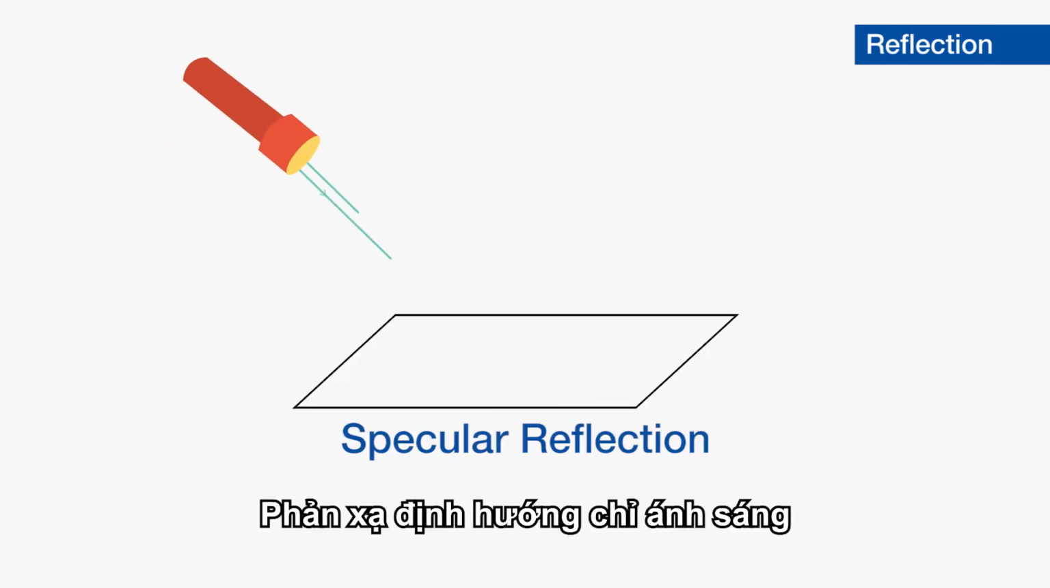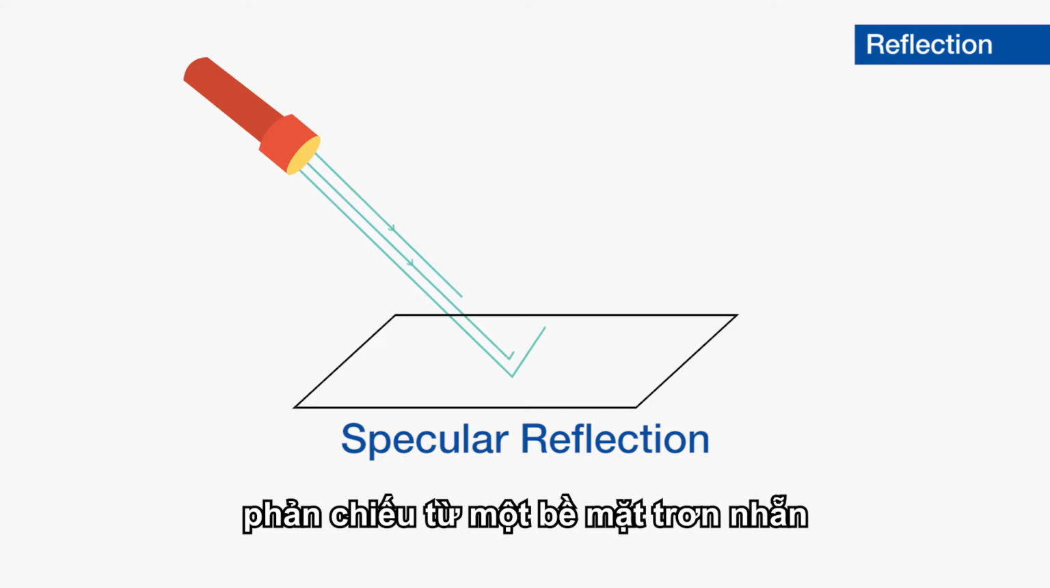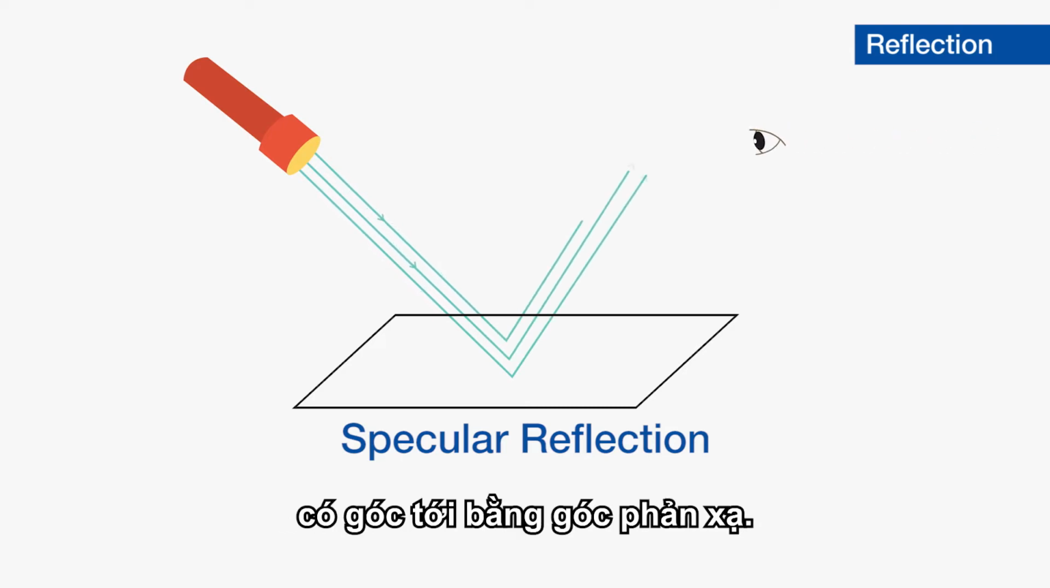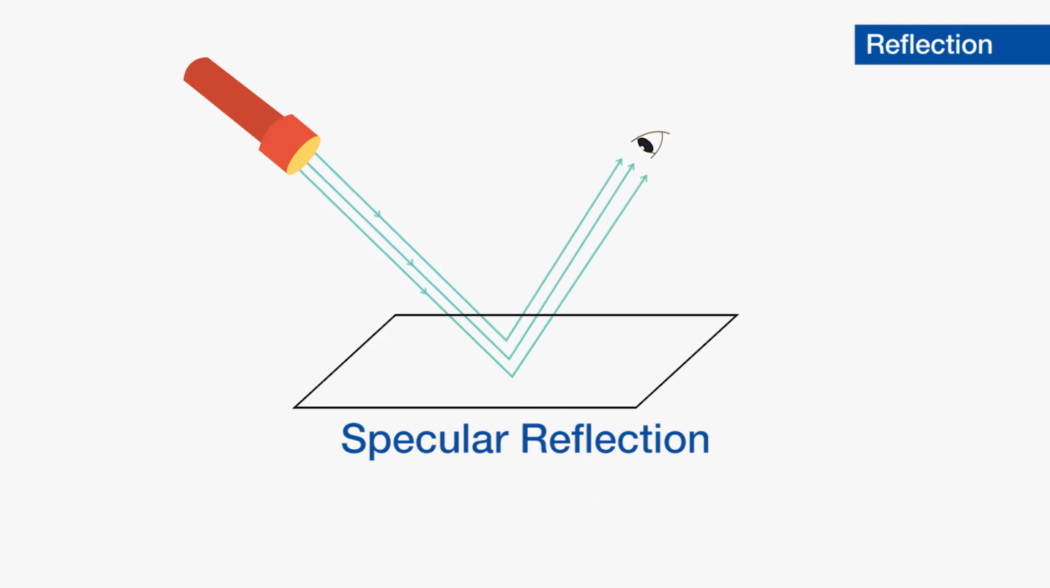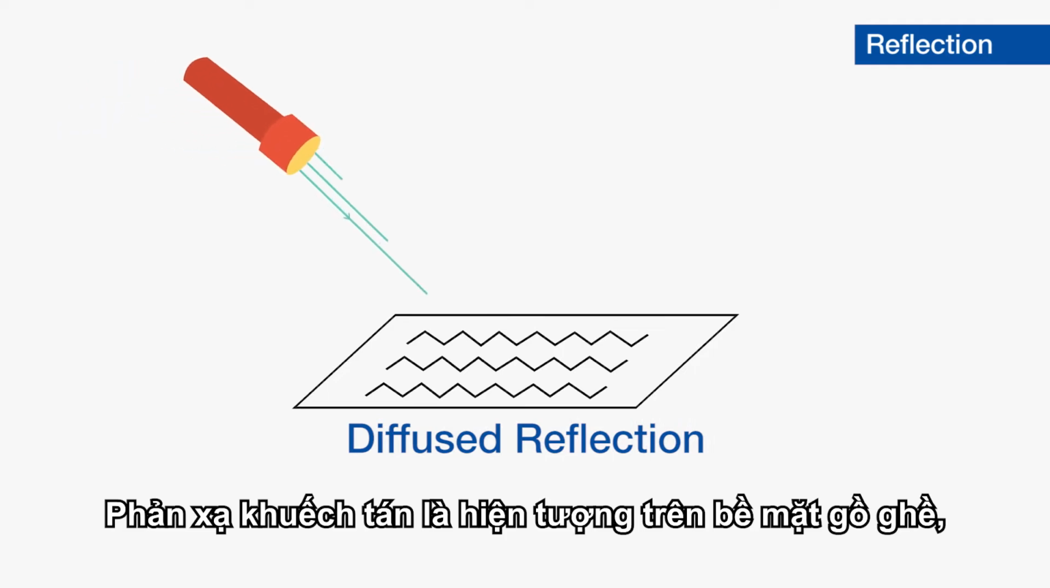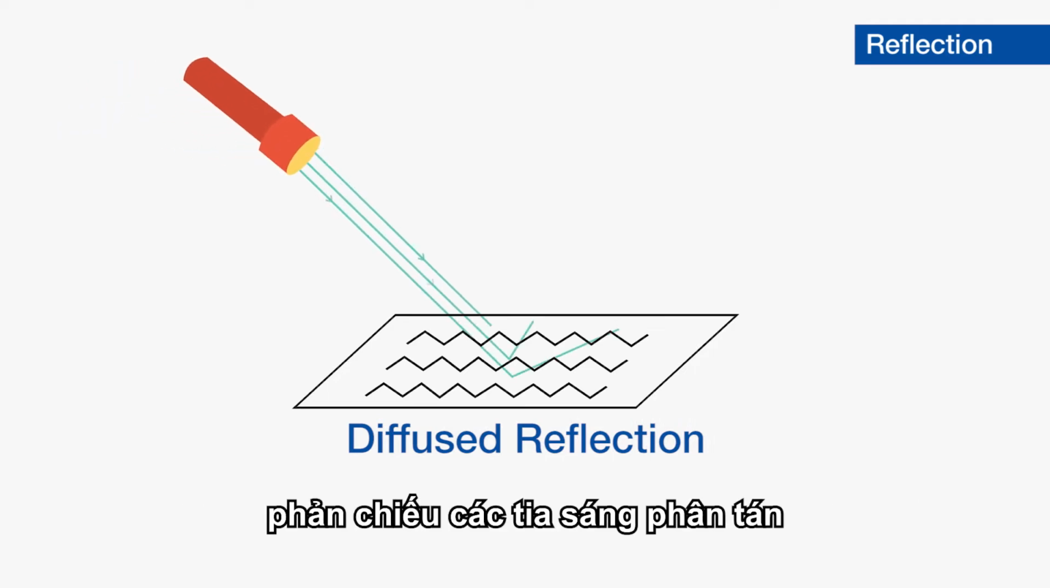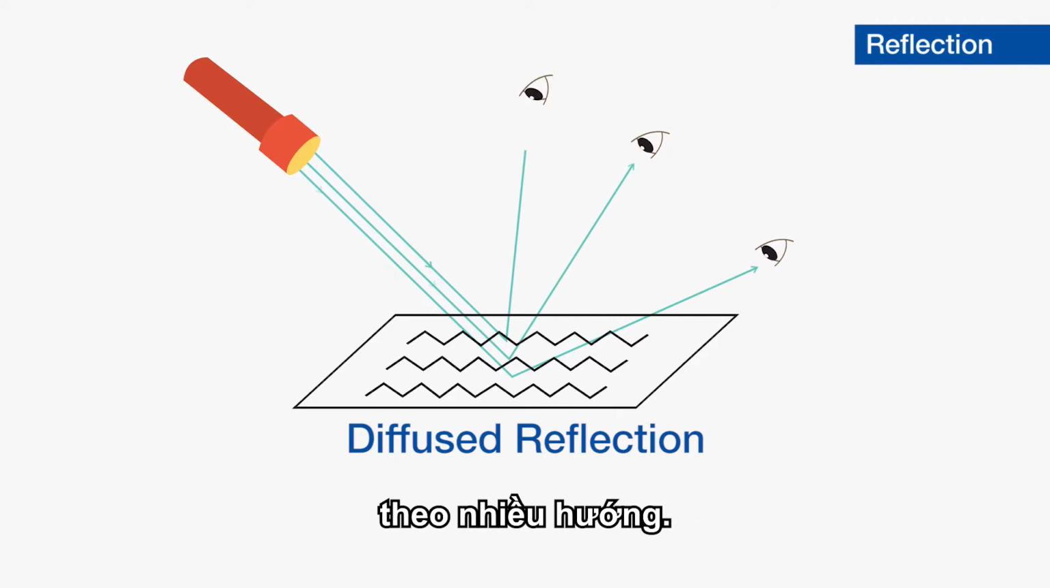Specular reflection refers to the light that reflects from a smooth surface at the same angle as it hits the surface. Diffuse reflection, for a rough surface, reflects light rays scattered in all different directions.